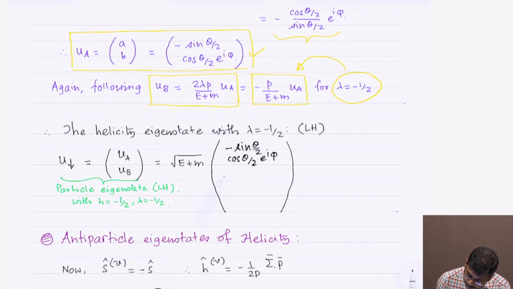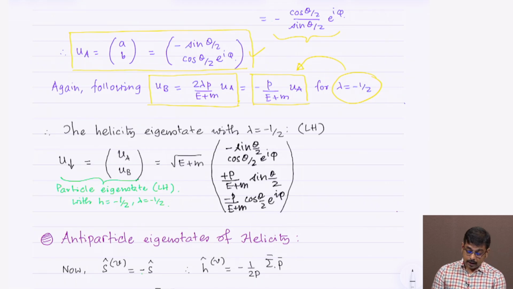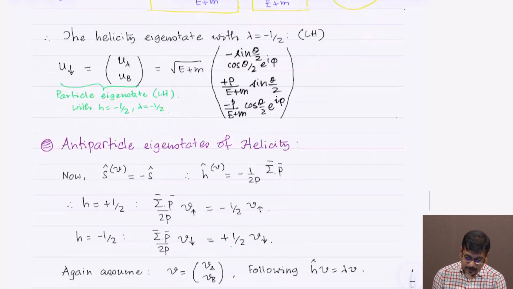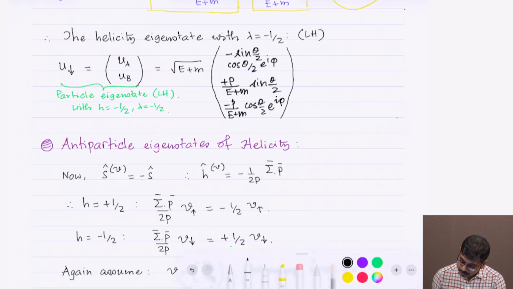And now you have minus of P by M, so it becomes plus P by E plus M into sin theta by 2 and minus P by E plus M cos theta by 2 e to the power I phi. So, this is the left handed helicity eigenstate. Similarly, you can do the antiparticle eigenstates also.